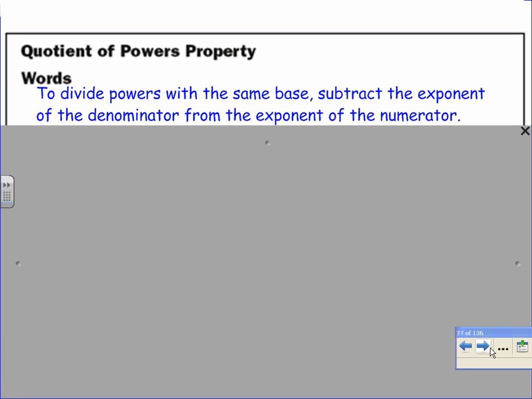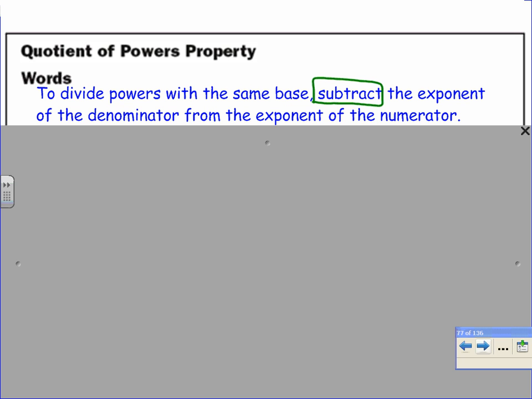Okay, next rule. Quotient of powers property. What does the word quotient mean? Alyssa? Good. Answer to a division problem. Okay, so listen carefully to this one. To divide powers with the same base, subtract the exponent of the denominator from the exponent of the numerator.